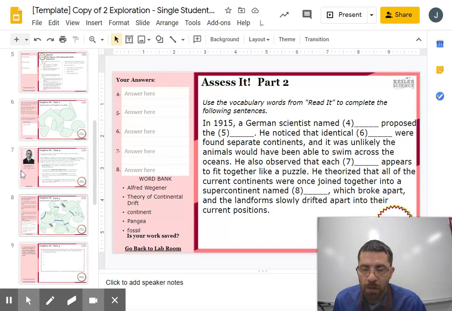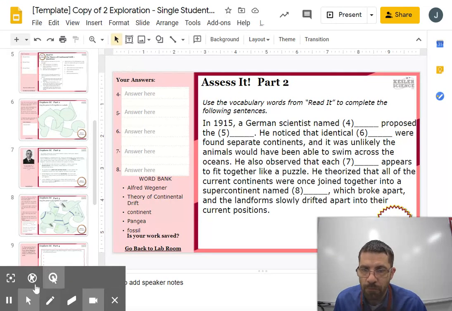Projects, again, don't forget, are due tomorrow, Wednesday, October 28th. If you have any questions about that, also feel free to email me.